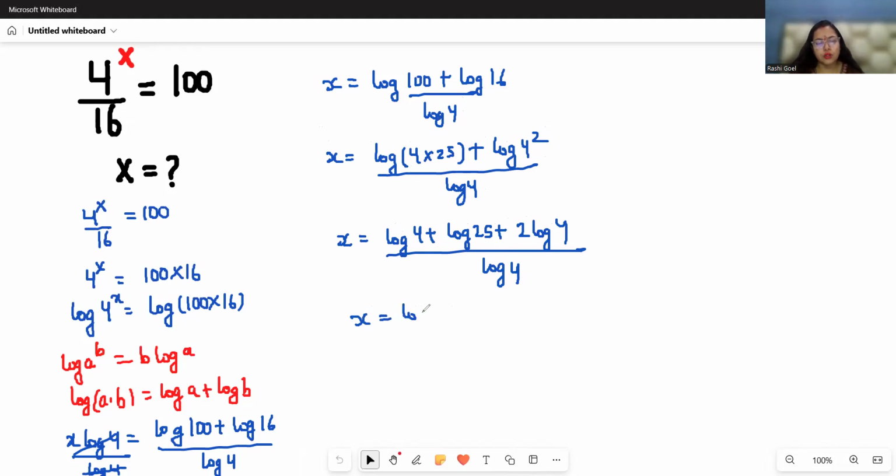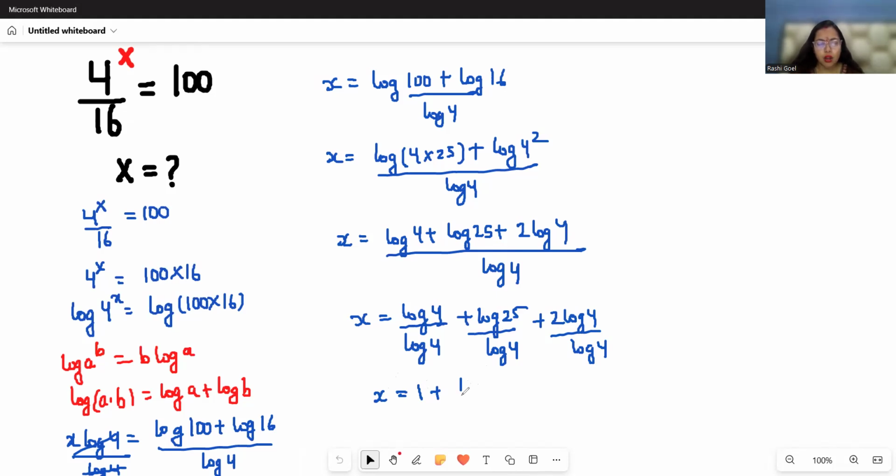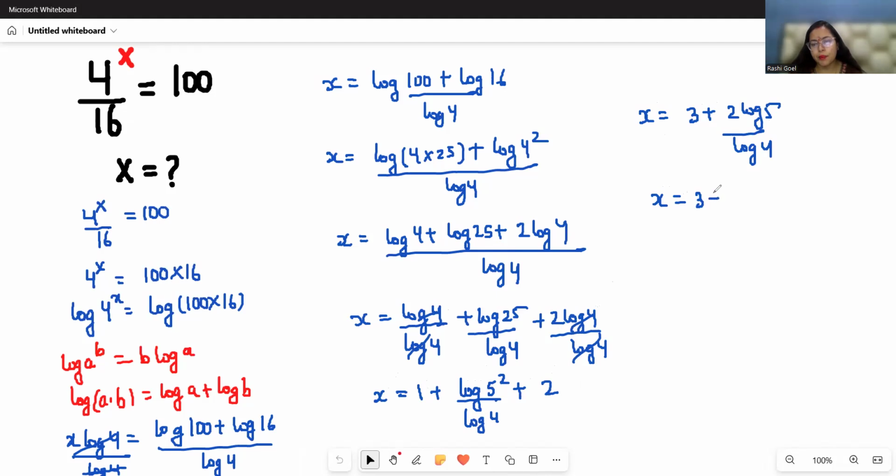So x equals log 4 by log 4 plus log 25 by log 4 plus 2 log 4 by log 4. So x equals 1 plus, this becomes log 25 as 5 squared, by log 4 and this will cancel out also. So this gives 2. So x equals 1 plus 2 is 3 plus this becomes 2 log 5 by log 4, which we can rewrite as 3 plus 2 log base 4 of 5.